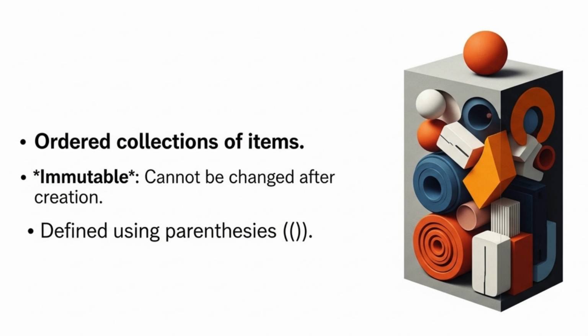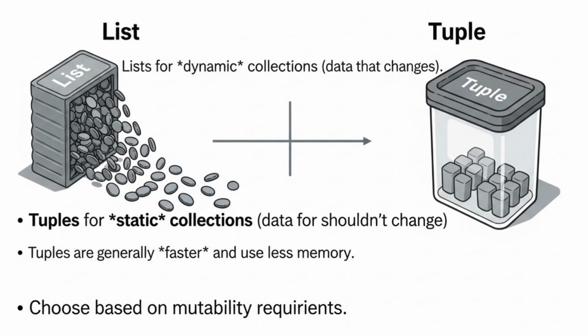You define a tuple using parentheses. For example, my_tuple equals 10, 20, 30. Understanding this immutability is key. So when should you use a list versus a tuple?